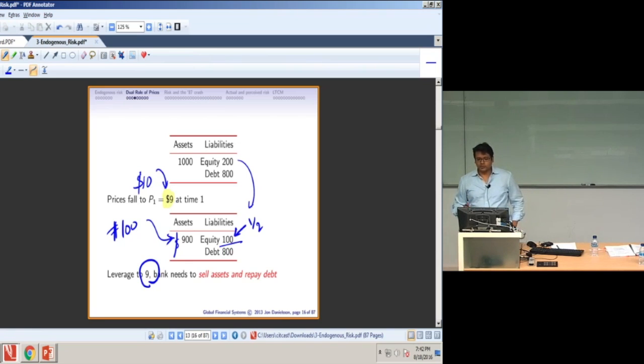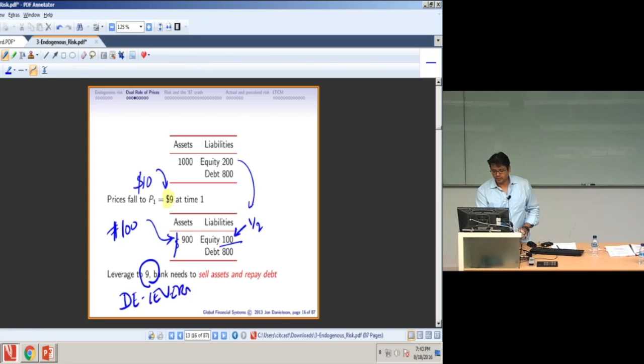So, two lots of bad news for you as owners of this bank when you come into work. Firstly, your equity value has just halved. And secondly, you'll have the regulator on your doorstep, because for a $1 move in the unit price of your asset, your leverage multiple has gone to 9.